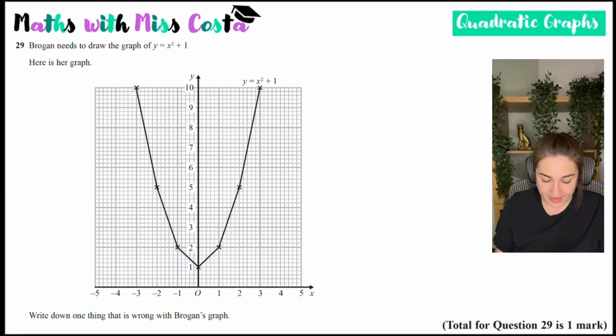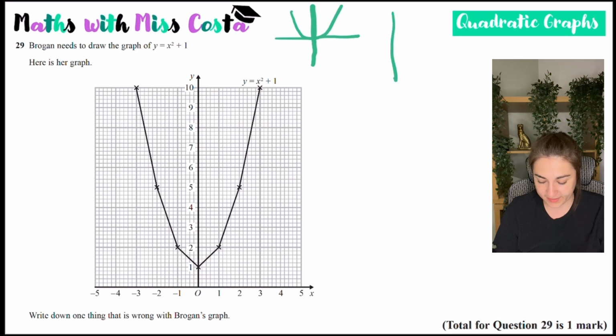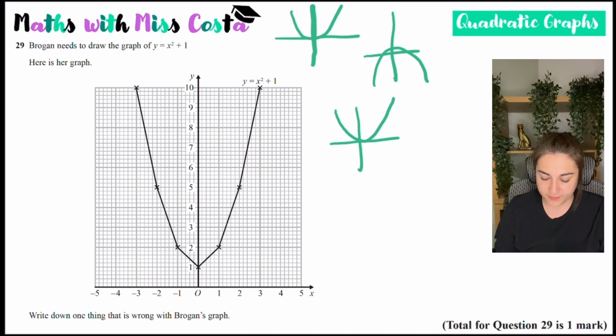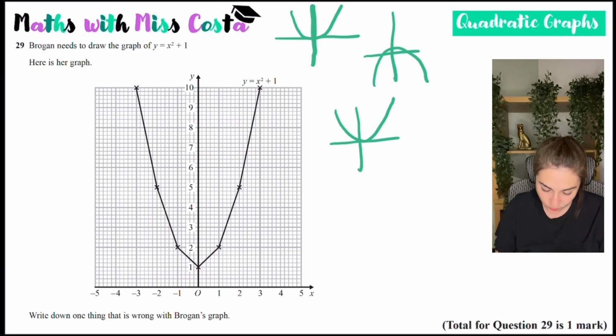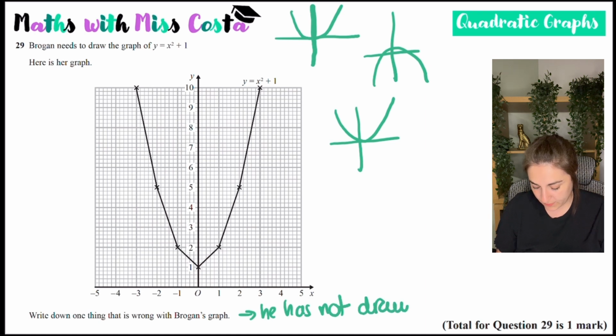Over here, we now have Brogan needs to draw the graph of y equals x squared plus 1. So every quadratic graph, it should look something like this, okay? Or it might be upside down. But the point is that with a quadratic curve, it's a mirror reflection of itself, and you always draw it freehand. So the thing that is wrong with Brogan's graph is he has not drawn freehand. The graph should be curved.